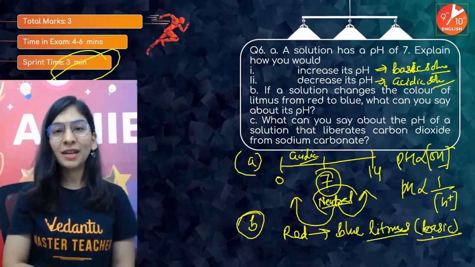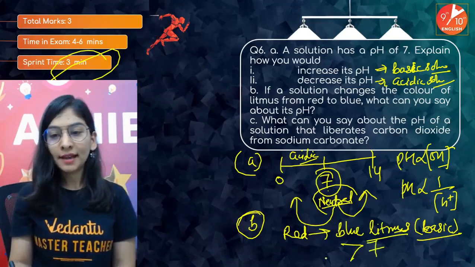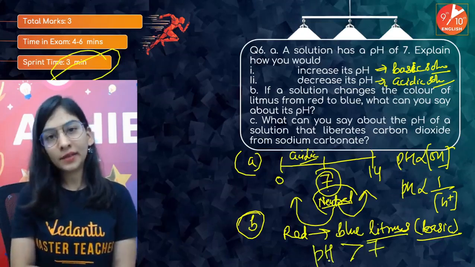And what can you say about its pH? Basic means more than 7. pH will be more than 7.